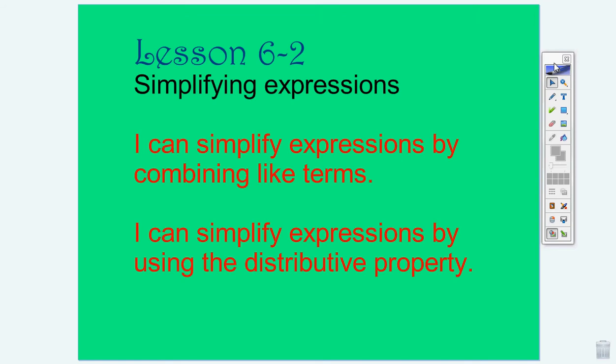So simplifying expressions is what we're going to talk about today. The two statements that we are focusing on: I can simplify expressions by combining like terms. So you want to remember that phrase, combine like terms. And then I can simplify expressions by using the distributive property. And the second one is trickier than it seems and really gives students trouble. So you're going to have to pay close attention as we go over that.